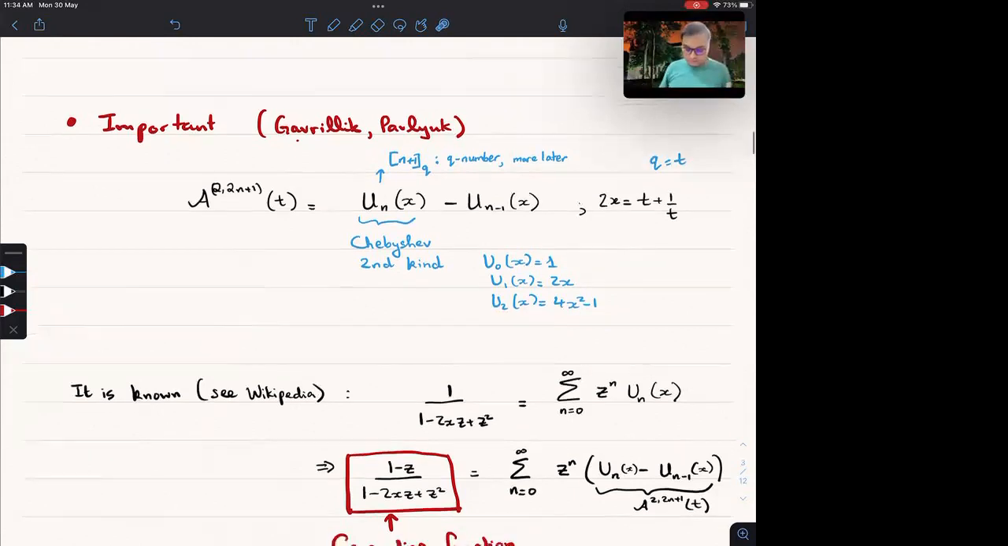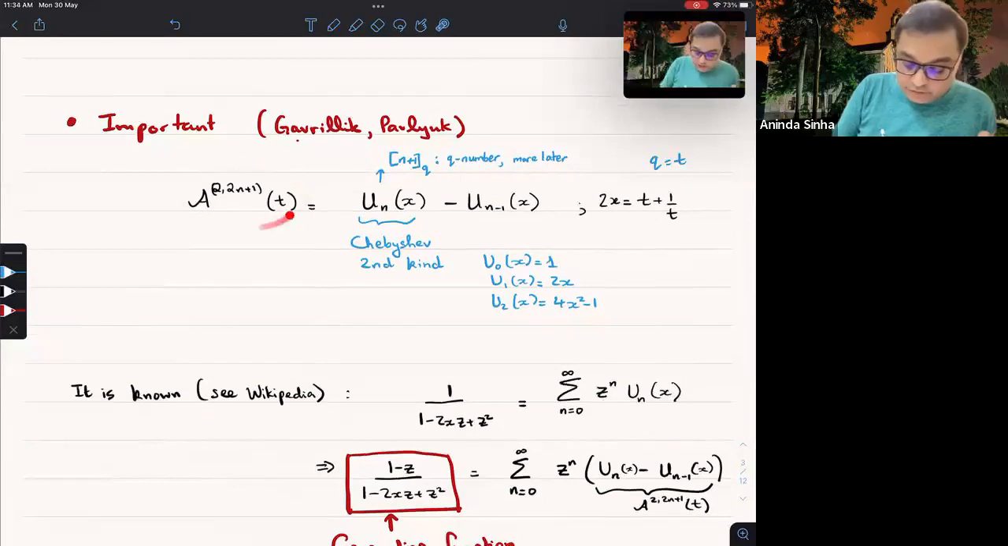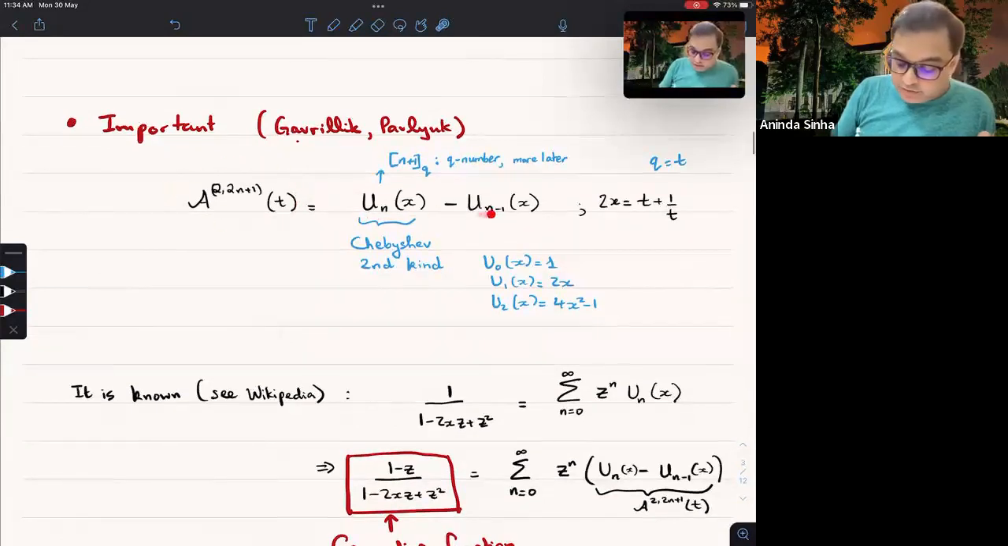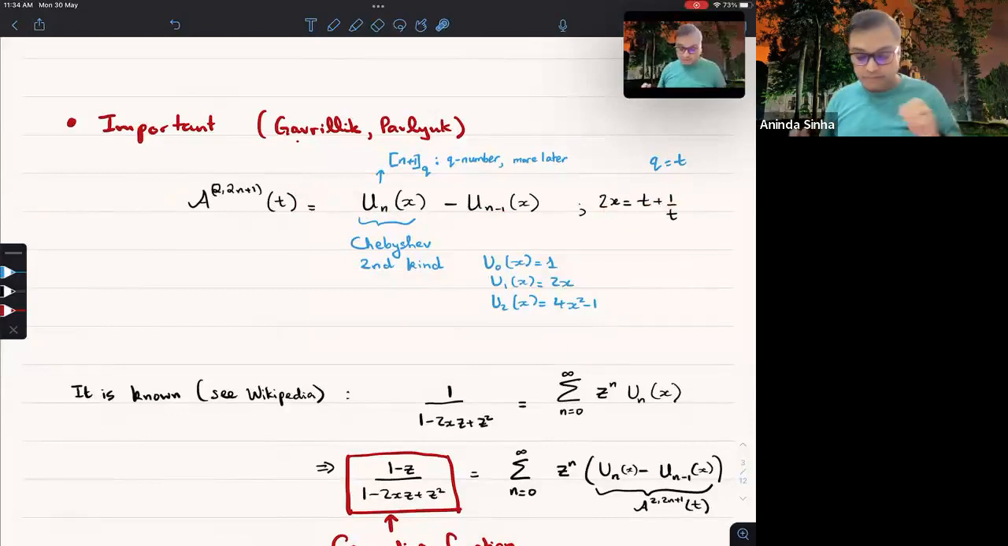Okay. And so the statement is that the Alexander polynomial of these torus knots is related to the differences between these Chebyshev polynomials under the identification that 2x is equal to T plus 1 by T.